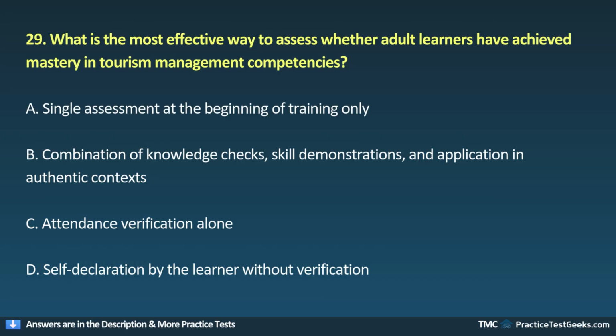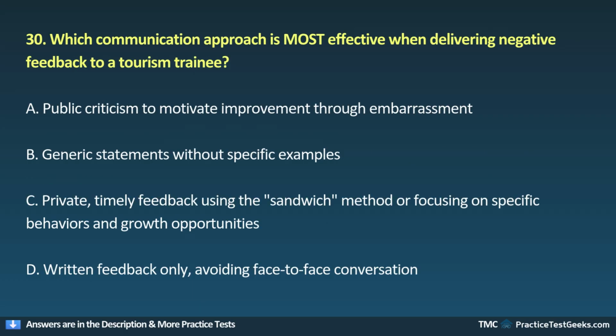29. What is the most effective way to assess whether adult learners have achieved mastery in tourism management competencies? A. Single assessment at the beginning of training only. B. Combination of knowledge checks, skill demonstrations, and application in authentic contexts. C. Attendance verification alone. D. Self-declaration by the learner without verification.